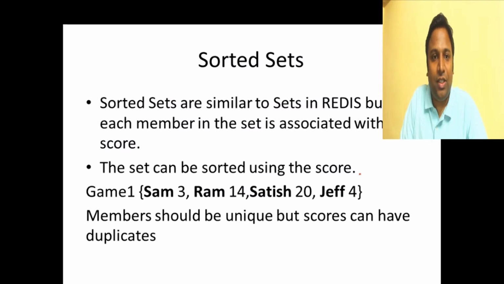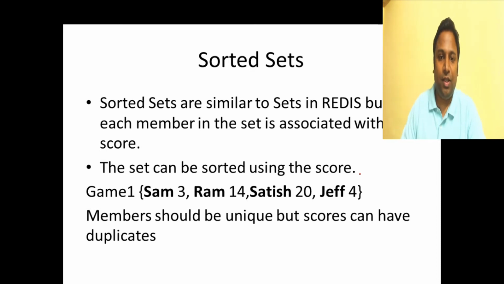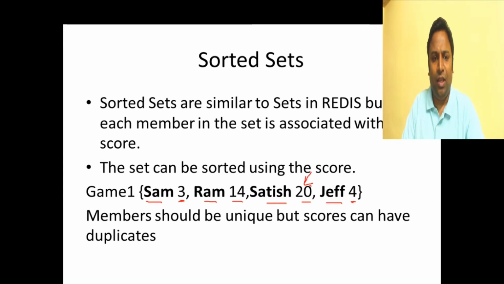So let's see what sorted sets are. Sorted sets are similar to sets. They don't allow duplicates, but every element is associated with a score, and the set elements can be sorted using the score. I have given this example again here. We have elements Sam, Ram, Satish, and Jeff. Duplicates are not allowed here, whereas for every member, we have a score associated with that member, and we can sort the members using the score, and that's called a sorted set in Redis. The important thing that you have to keep in mind is members should be unique, but scores can have duplicates.